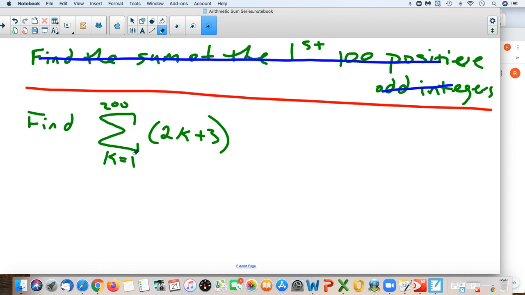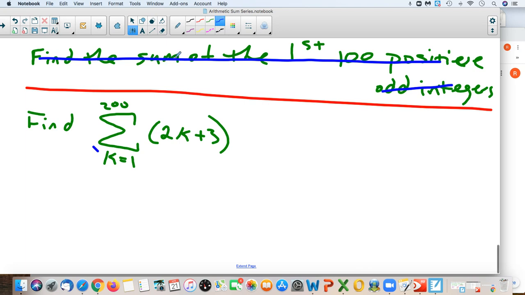Okay, let's find the sum. Okay, this is the summation of k equals 1 to 200. That means k starts off at 1. So you're going to put 1 here. Did you hit 200? No. You come back around. When you come back around, is k 2? Put 2 here. Did you reach 200? No, you got to do that until you get 200.